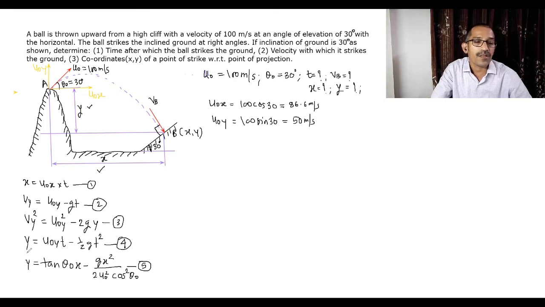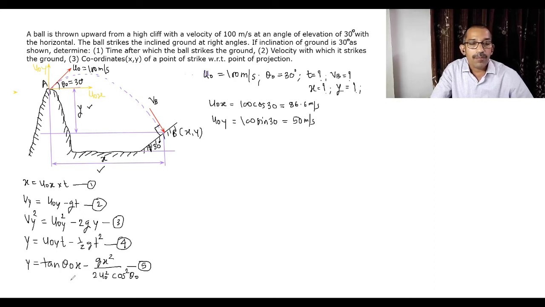That means y is unknown and t is unknown. Even there are no such two equations where the same unknowns we are getting. In first equation, x and t are unknown. Second equation, t and vy unknown. Third equation, vy and y unknown. Fourth equation, y and t unknown. All are 4 different unknowns, right? That means using these equations directly, solution is not possible.